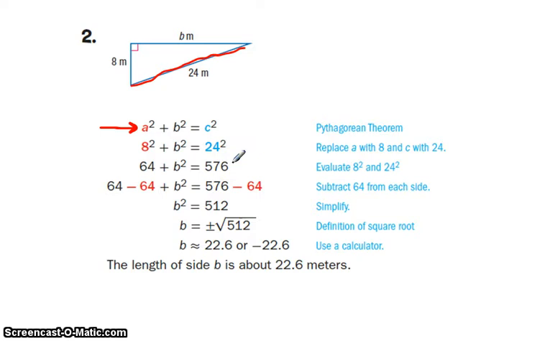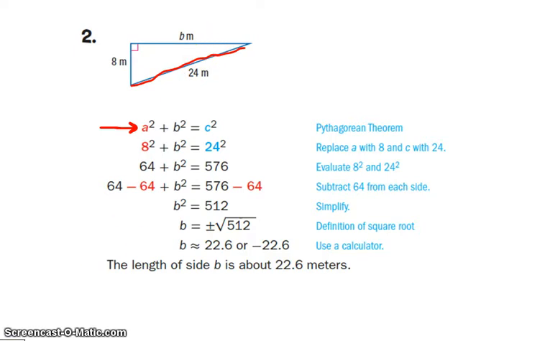Then we solve a basic equation to get rid of the positive 64. We're going to subtract 64 from both sides. So 576 minus 64 is 512. And again, we want b by itself. So the opposite of squaring something is to take the square root of it. And the square root of 512 is 22.6. And again, that makes sense because 22.6 is smaller than 24. Your legs have to be smaller than the hypotenuse.